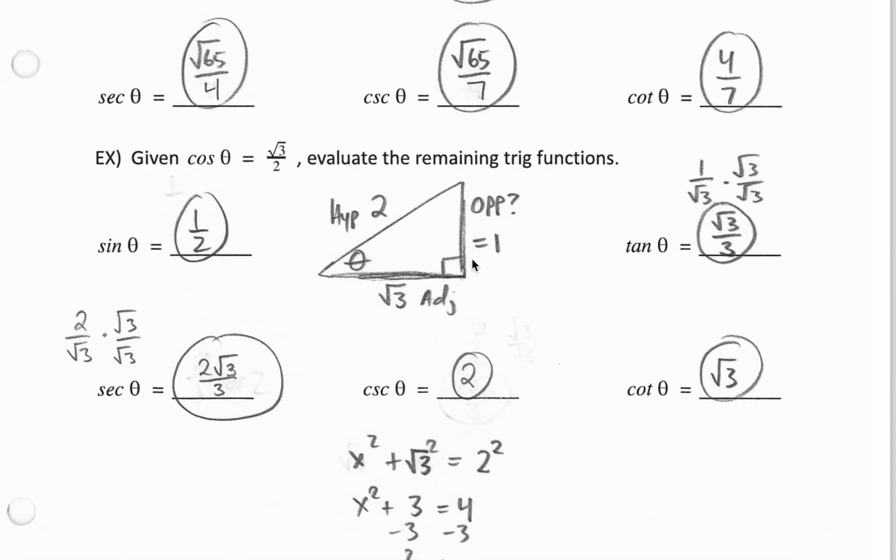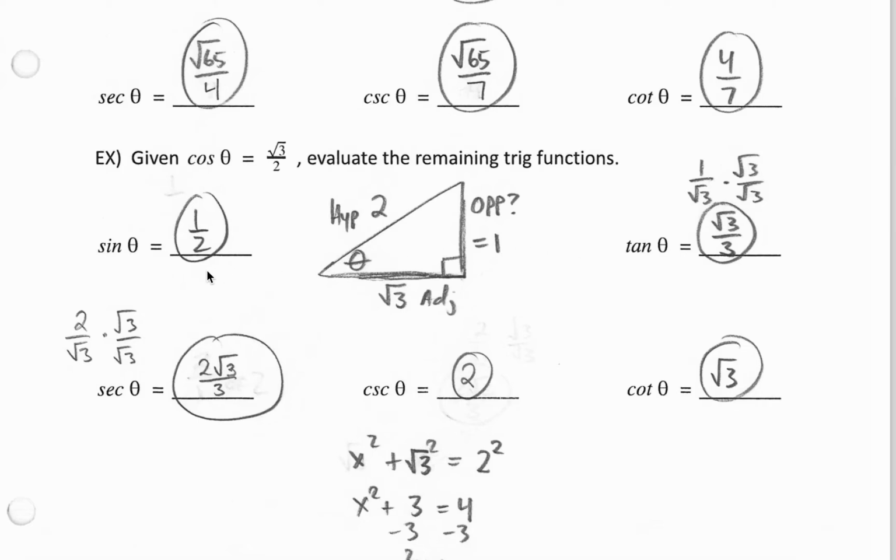The sine ratio is going to be opposite over hypotenuse. So opposite for my angle is 1, hypotenuse is 2, 1 over 2. Tangent is going to be opposite over adjacent. So opposite is 1, adjacent is the square root of 3. Rationalize, take that square root, move it to the top, and undo the square root on the bottom.